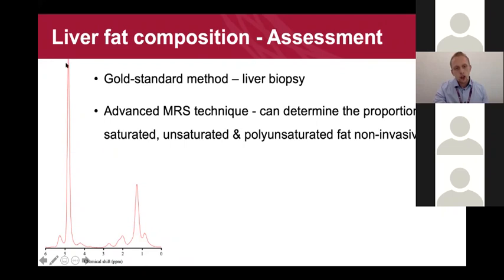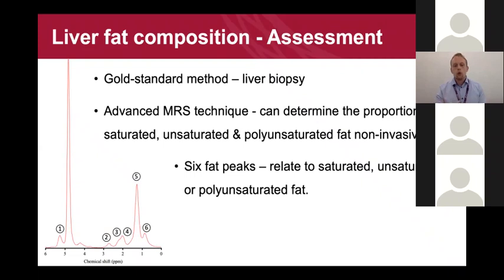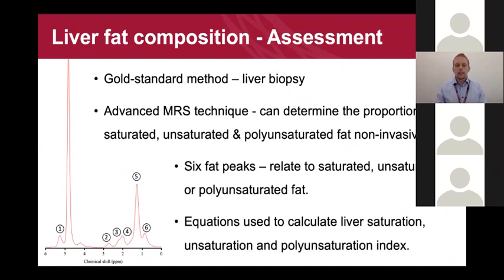So this really large peak here represents the amount of water in our liver. And then we also get 6 smaller peaks which relate to the different fats within our liver. So peaks number 1 and number 3 are found in unsaturated fats, and peak number 2 is exclusively found in polyunsaturated fat. So what we can do is use validated equations to calculate different indexes of liver saturation, unsaturation, and polyunsaturation.